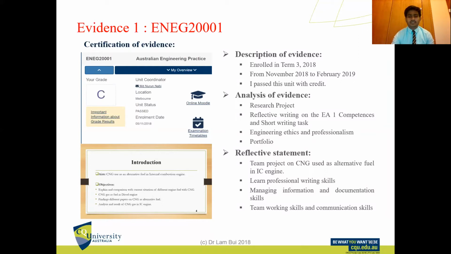In this unit I learn engineering ethics and professionalism. Also I learn professional writing skill, management information and documentation skill. Also I learn teamworking skill and communication skill.